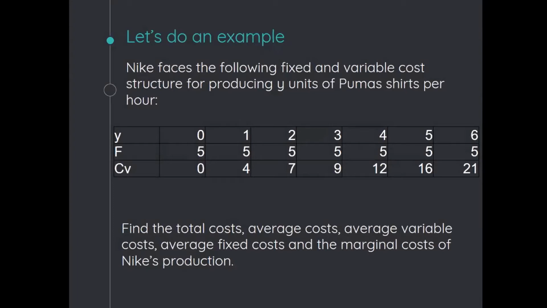So taking that into account, I normally do this exercise in class, in the sense that I give you a table that includes the output or the quantities, the Y row, then a fixed cost for this particular imaginary firm or example, and their variable cost.